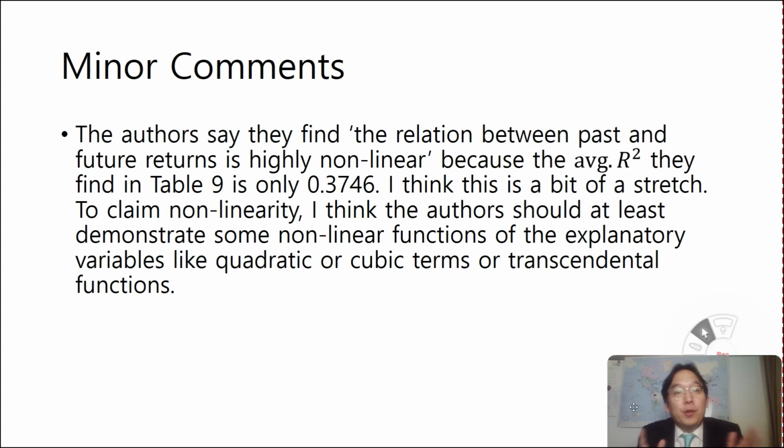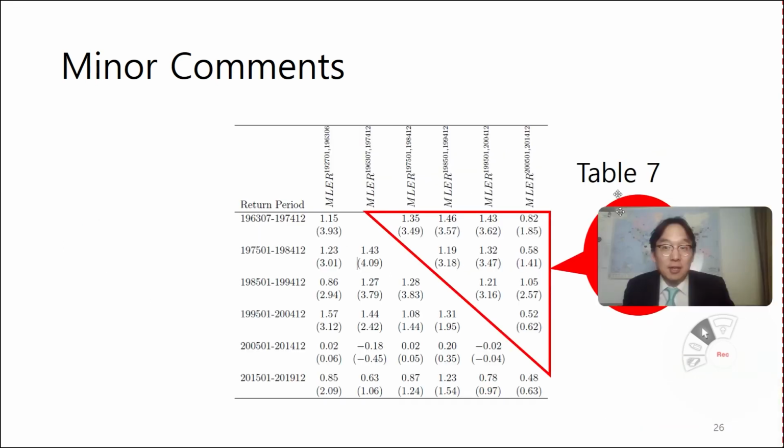Minor comments. The authors say that they find the relation between past and future returns is highly nonlinear because the average R squared they find in table 9 is only 37% or something. I think this is a bit of a stretch to claim nonlinearity simply because of R squared being low. I think the authors should at least demonstrate some nonlinear functions of the explanatory variables, like quadratic or cubic terms or transcendental functions. Or the previous slide shows that you already have the 12 spline kind of things right over there, so that can be a good argument, I guess.